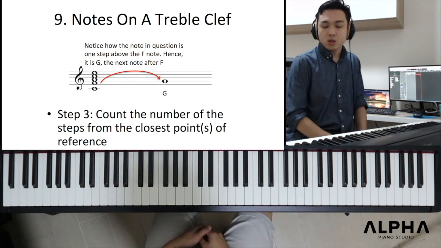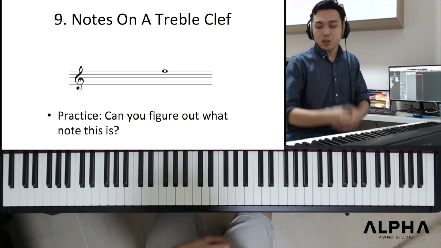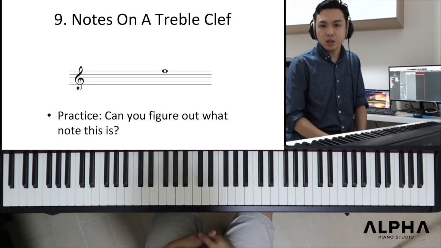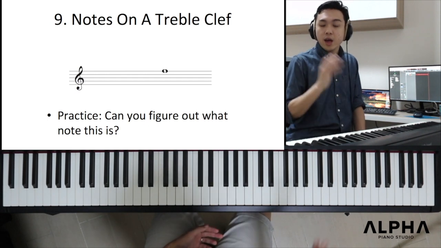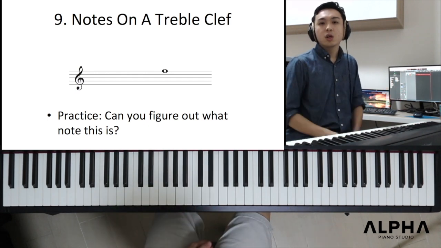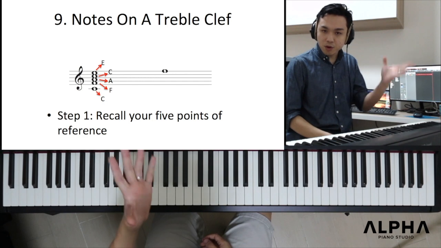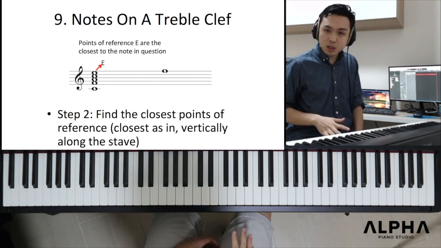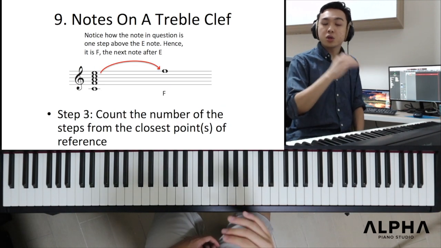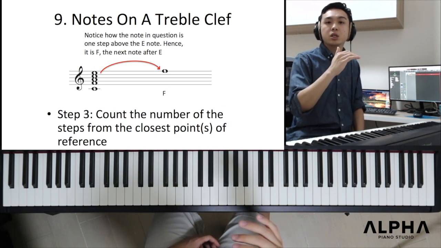Let's try another one. So can you tell me what note this is? See if you can figure it out yourself. So pause the video. Now the answer is F. So let me go through with you. First step, recall your 5 points of reference, and the closest point of reference is your E. And you notice that this note is higher than your E by 1 step, so that would be F.